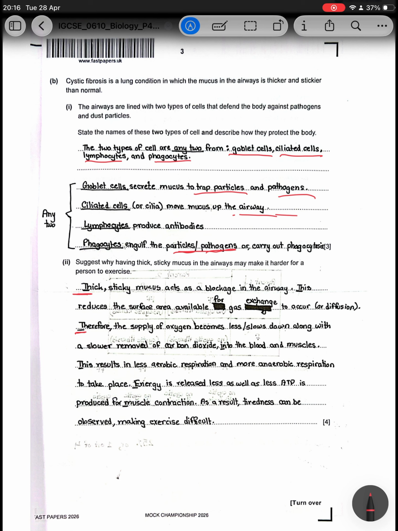Therefore, the supply of oxygen becomes less, or the supply of oxygen is slower, along with a slower removal of carbon dioxide into the blood and muscles. This results in less aerobic respiration and more anaerobic respiration to take place. Energy is released less, as well as less ATP is produced for muscle contraction. As a result, tiredness can be observed, making exercise difficult.